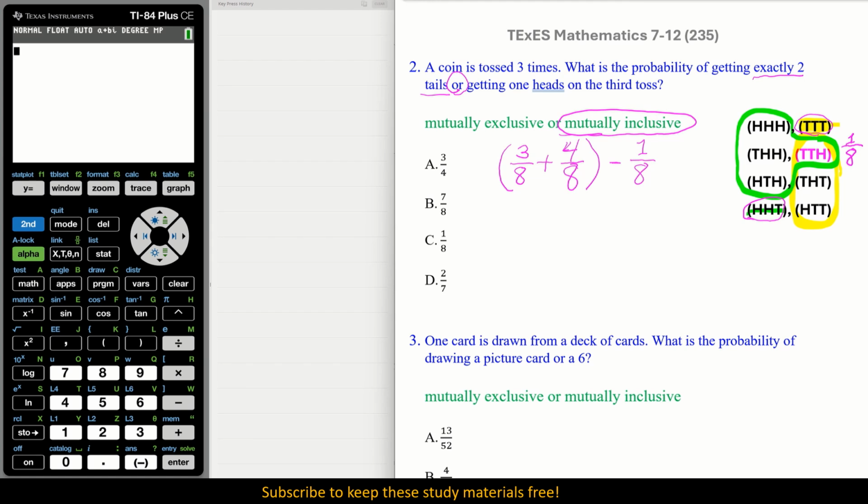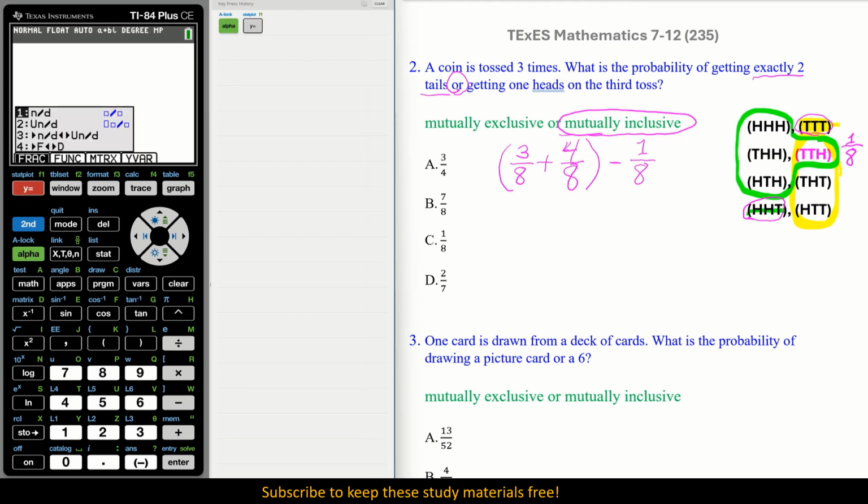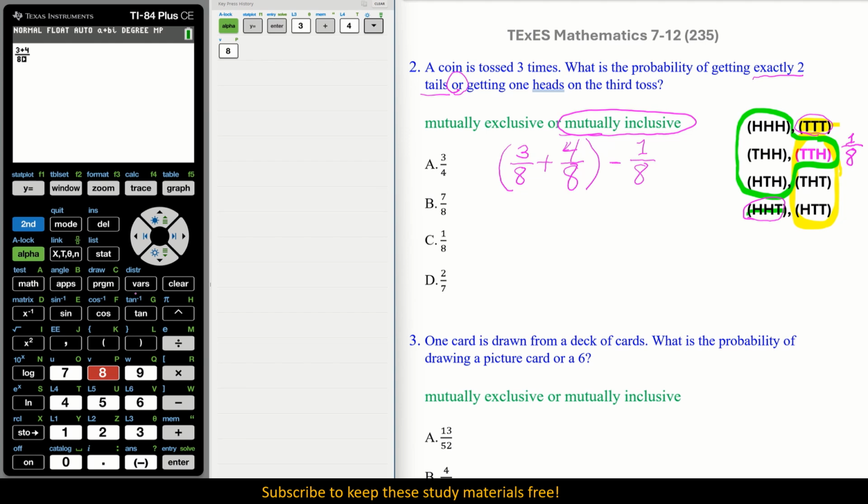We have a common denominator in parentheses, which makes it a little simpler for us. So alpha y equals, push enter because it's already highlighted. So now we have 3 plus 4 all over the common denominator of 8. Now we can just simply subtract and add another fraction in here. Alpha y equals, 1 is highlighted, so that's what we want, and 1 over the 8. Okay? And it's typed in correctly. And let's push enter. 3/4.